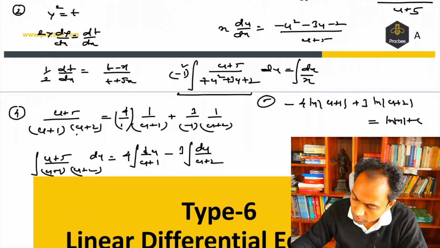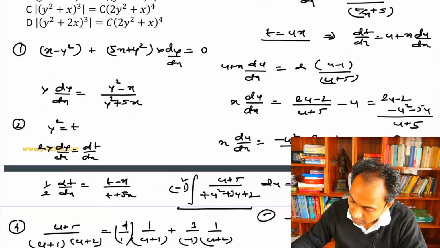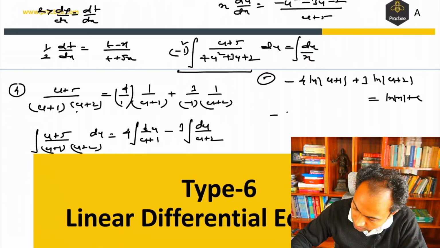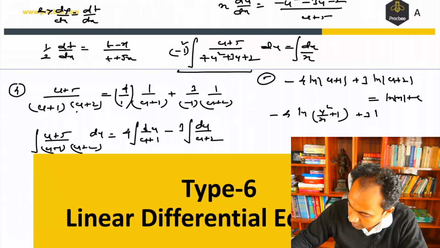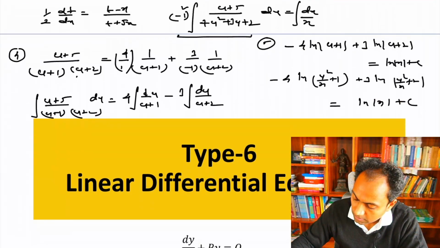So you can see that we substituted here as nothing but t by x, and t was nothing but x, so u becomes y square by x. So let us substitute here. This will become y square by x plus 1, and this will become ln of y square by x plus 2, and last part is nothing but ln of mod of x plus c. Now let us check the options.